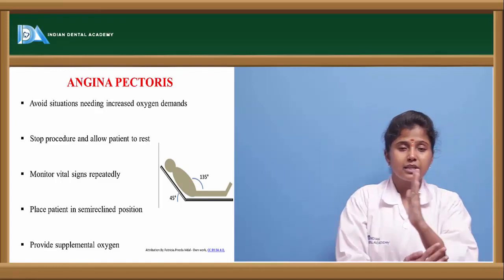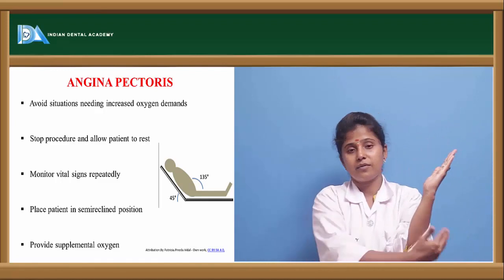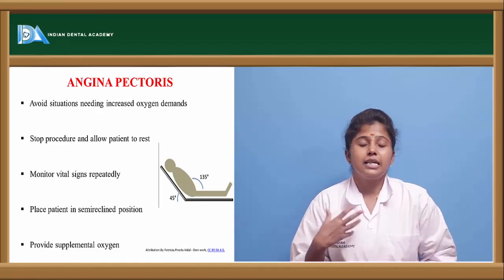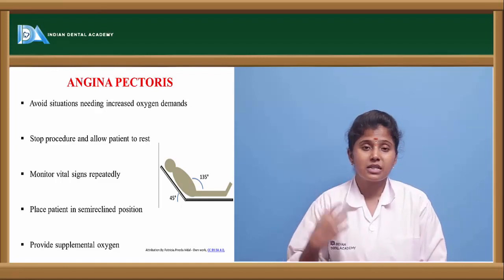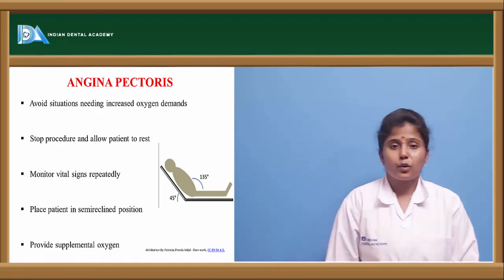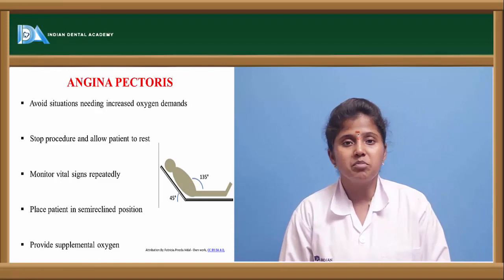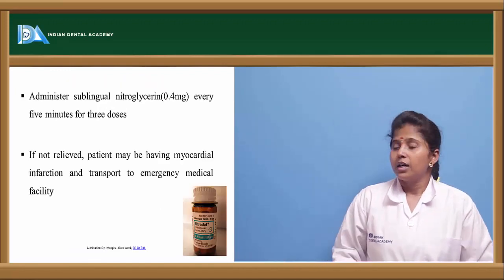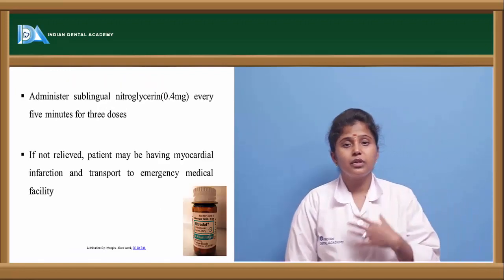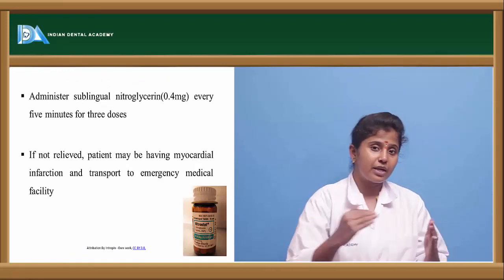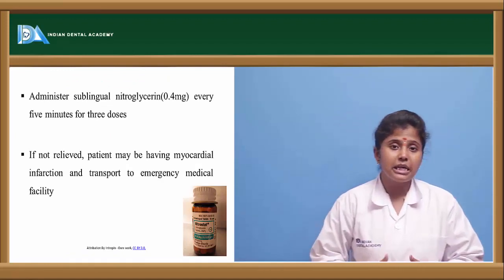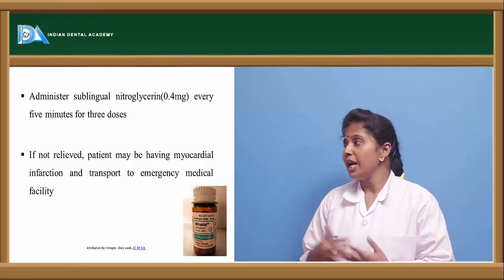So if a person is like this, then he should be at the angle of 45 degrees, and thereby the decreased oxygen supply can be reduced, and provide the oxygen supplement for that person. So even though after you give the oxygen, the person is not able to resist or come out of that angina pectoris, then immediately nitroglycerin should be administered.